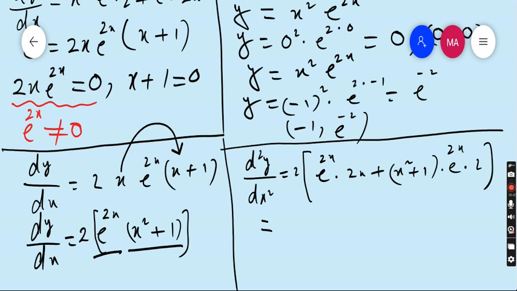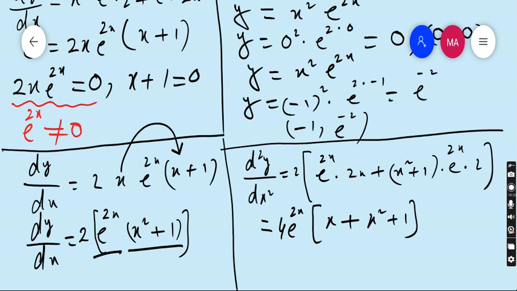Now take 2e2x outside. So 2 2s are 4 e2x. What is remaining? 2x plus 1 plus 2 into x square plus x.